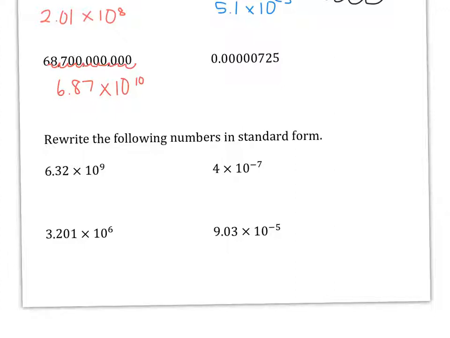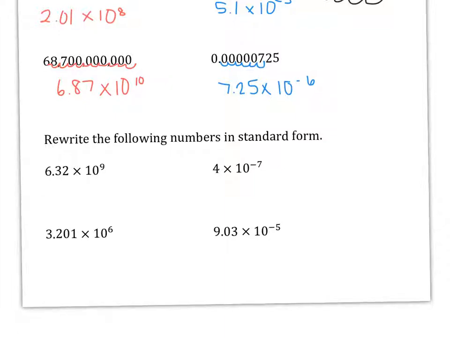Okay, so now here with the 7.25, I'm going to count back how many places I need to move. 1, 2, 3, 4, 5, 6. So 7.25 times 10 to the negative 6th. That'd be my answer in scientific notation.